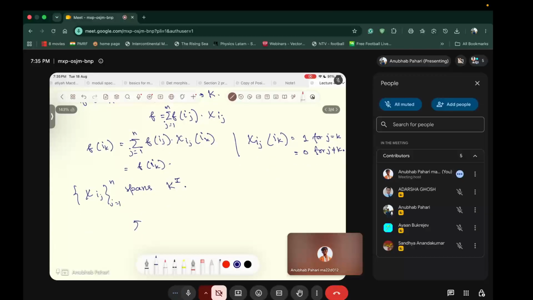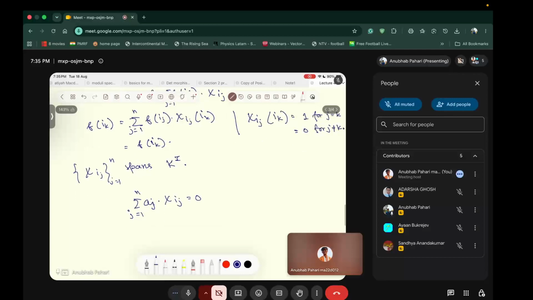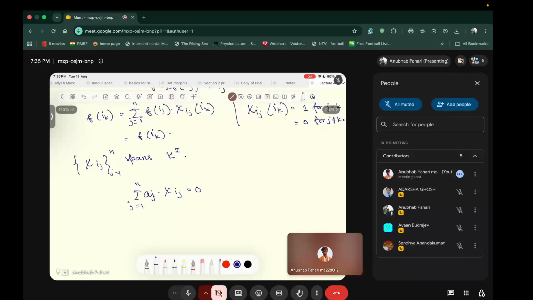So you can take the sum of a_j chi_{i_j}, where j equals 1 to n, equal to 0. Now if you simply evaluate at i_1, the sum of a_j chi_{i_j}(i_1), j from 1 to n, is 0, right? And chi_{i_1}(i_1) should be 1, and chi_{i_j}(i_1) should be 0 for j not equal to 1.